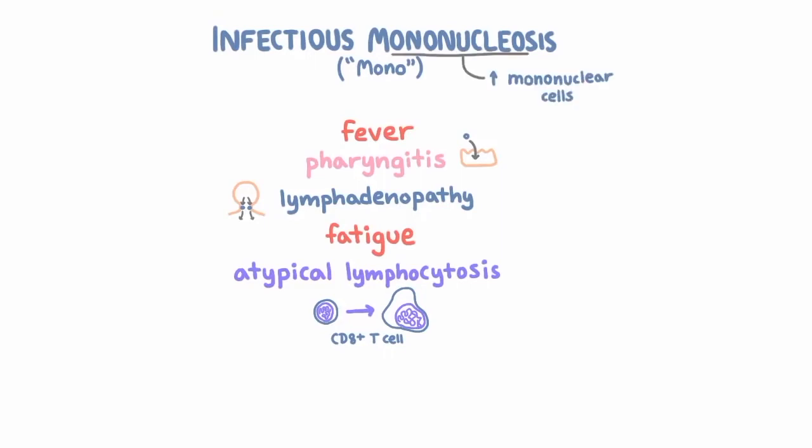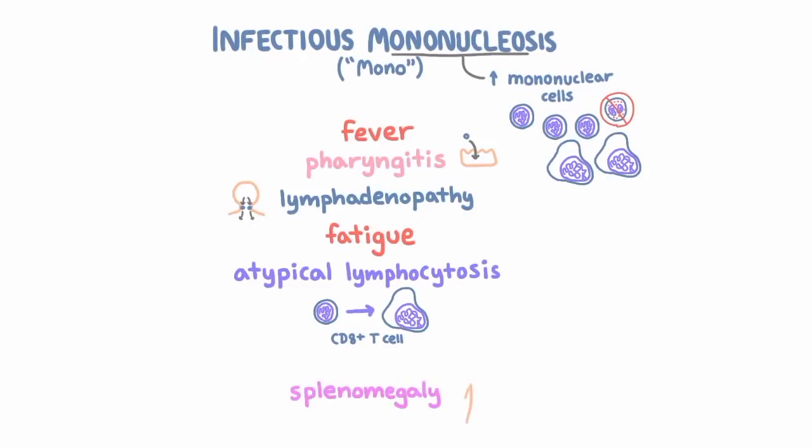What does mononucleosis mean? It means there are a lot of mononuclear cells in the blood. And what are mononuclear cells? Well, they are WBCs that do not have segmented nuclei, which neutrophils and eosinophils do. The name mononucleosis refers to a lot of lymphocytes in the blood, but some of those, not all, are going to be atypical.